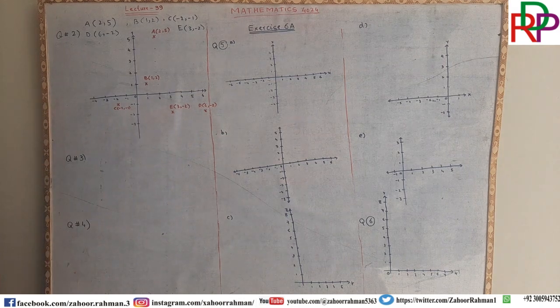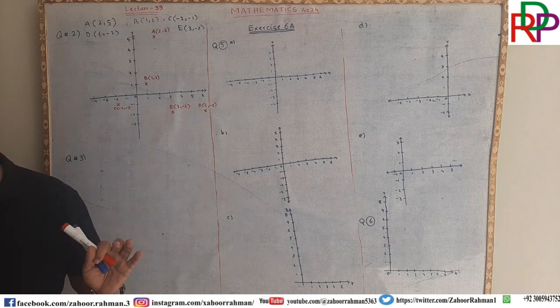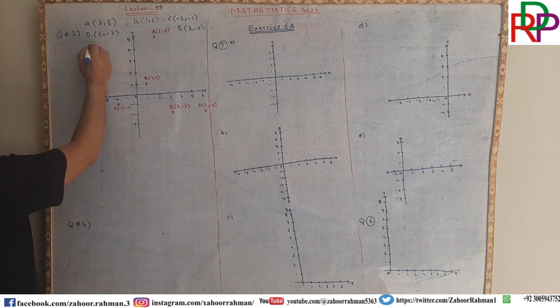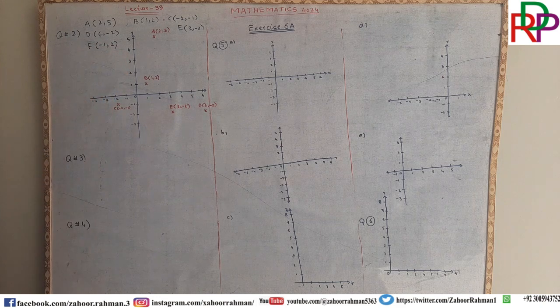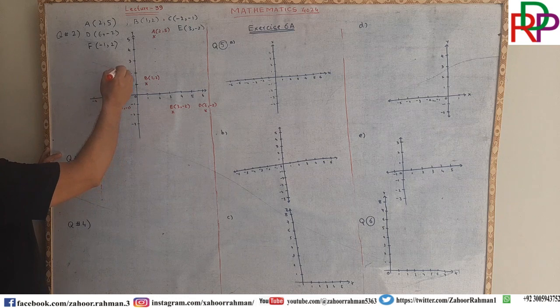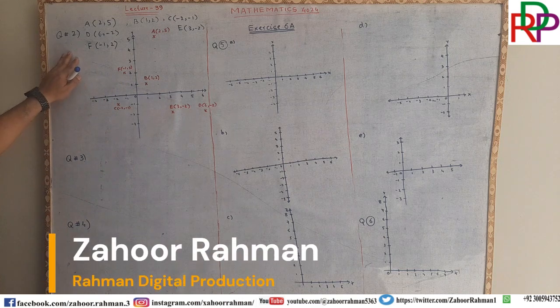These are simple things, but they will work in the subsequent exercises. So learn these techniques. The final one is F, and F is given as (-1, 2). So -1 and 2 will be somewhere here. So F is (-1, 2). That was the whole story of question number 2.